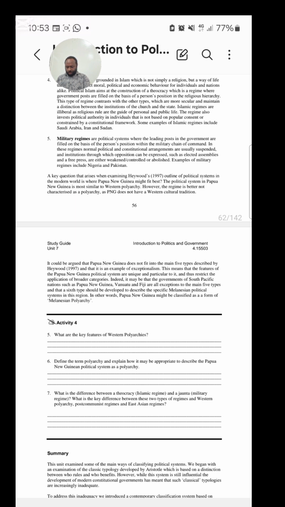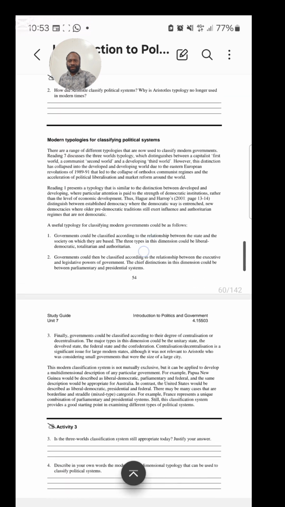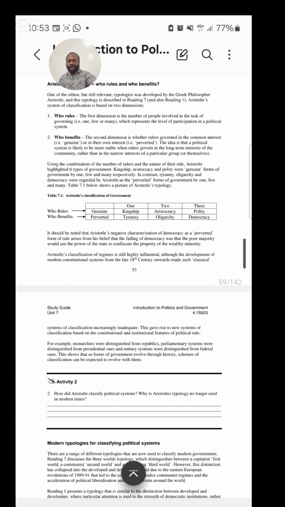Okay, so as a way of summary, we've looked at Aristotle's classification. Now, all in all, if you look at the modern types of regimes, if you look at Hague and Harrop's typology, you will see that at the very heart of these types of political system, it comes back to Aristotle's view of who rules and who benefits.